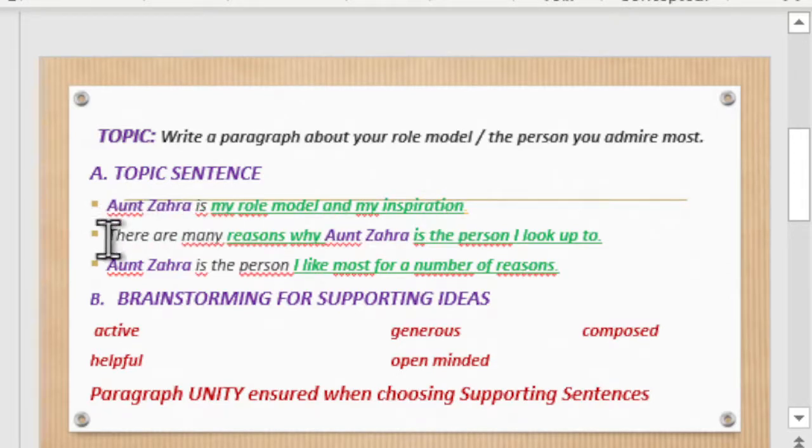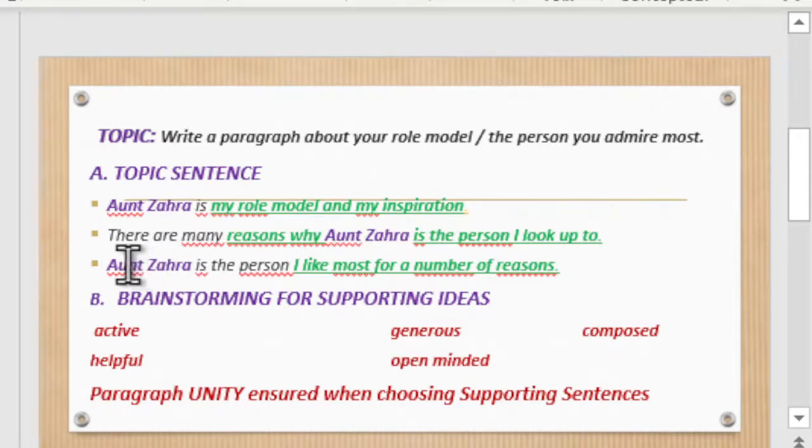Another topic sentence to consider, it develops the same idea, but it's expressed in a different manner. There are many reasons why Aunt Zahra is the person I look up to. So the topic is Aunt Zahra, and I'm going to give reasons why she is the person I look up to, I admire.